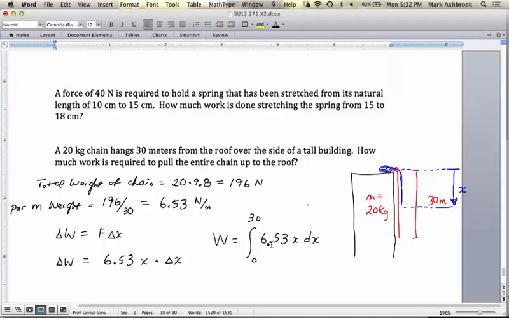Do all our units agree? What are the units on 6.53x? Newtons. And what are the units on dx? Meters. So that agrees. That's our little bit of work. When there's x hanging down, that's the little bit of work required to move it up a little bit. And then we're going to do that all the way from x being 0 to 30.